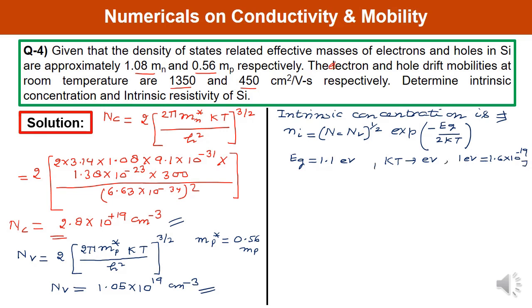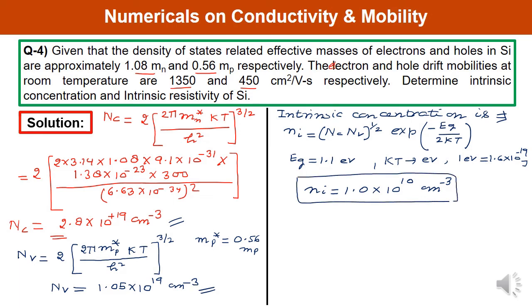Rest of all the values have been given to you. Calculate Ni. This particular value you will be getting about 1.0 into 10 raised to the power 10 per centimeter cube. This is what the first part is. Determine intrinsic concentration, which is Ni. You have calculated it. Just substitute all these values in the above formula. Let us write formula number 1.